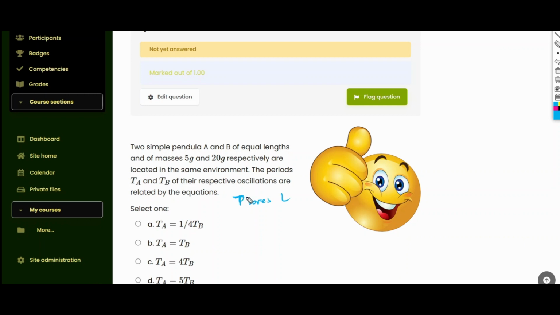Period varies with length, but period has nothing to do with mass. Period does not vary with the mass. Understand? Since we only have different masses, it doesn't affect the period. So the period will be the same. It only varies if the two bodies have different lengths. But if they have the same length and different masses, the period will still be the same.